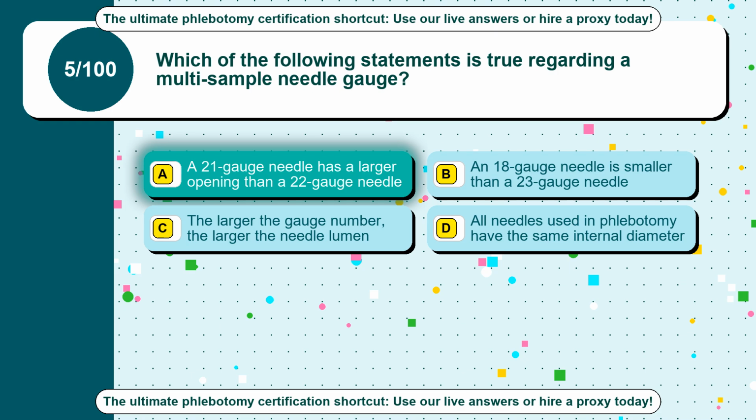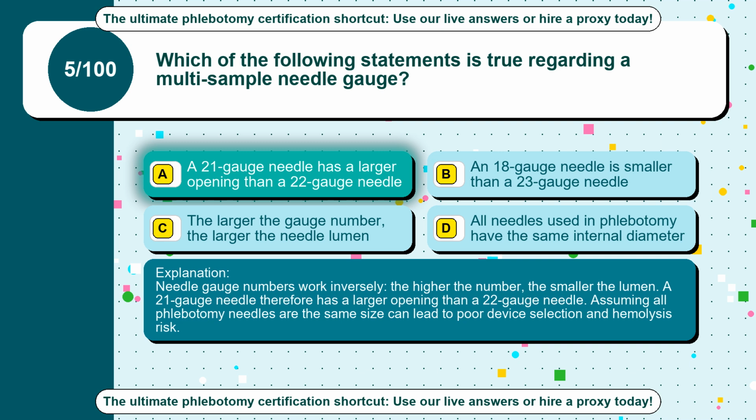A 21-gauge needle has a larger opening than a 22-gauge needle. Needle gauge numbers work inversely. The higher the number, the smaller the lumen. A 21-gauge needle therefore has a larger opening than a 22-gauge needle. Assuming all phlebotomy needles are the same size can lead to poor device selection and hemolysis risk.